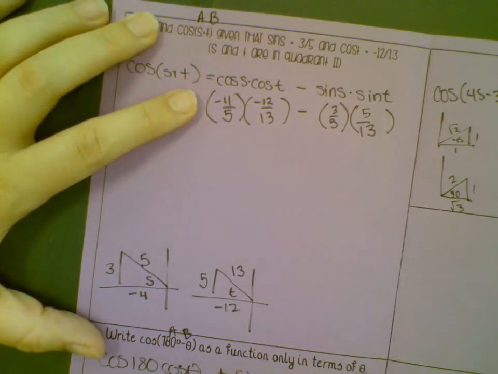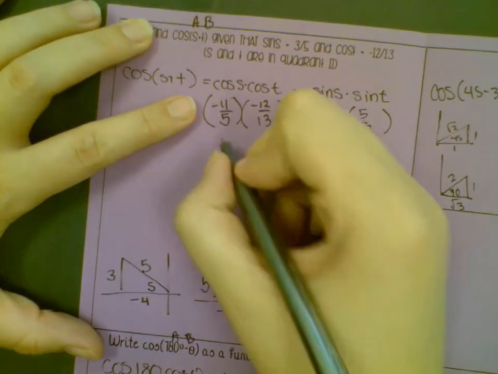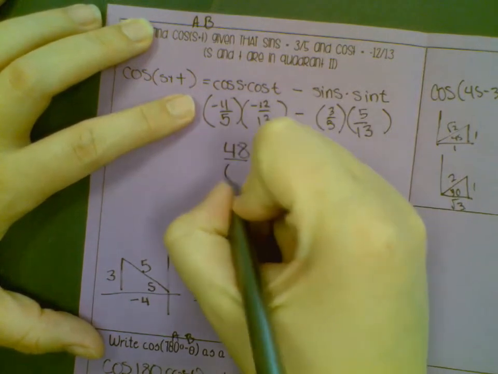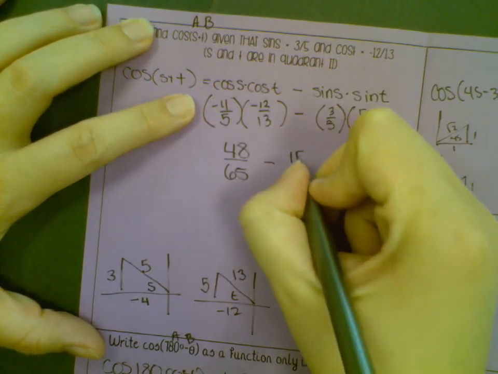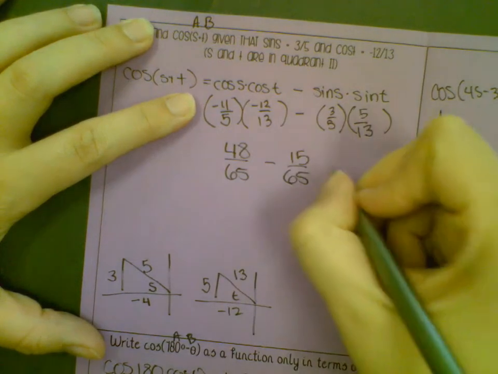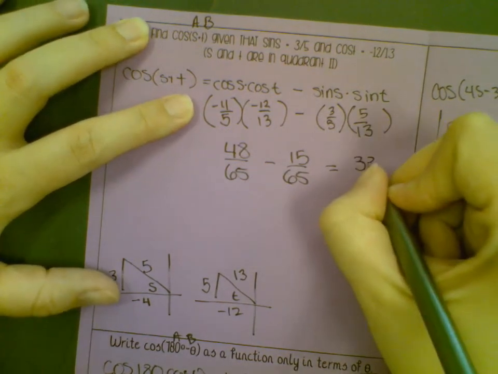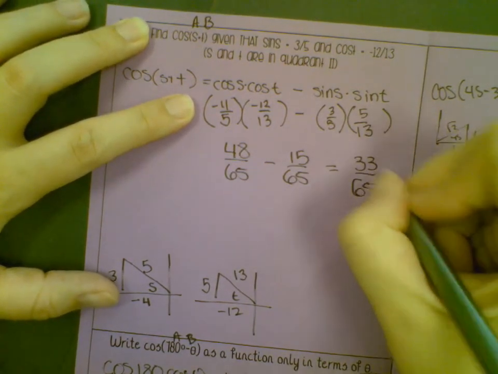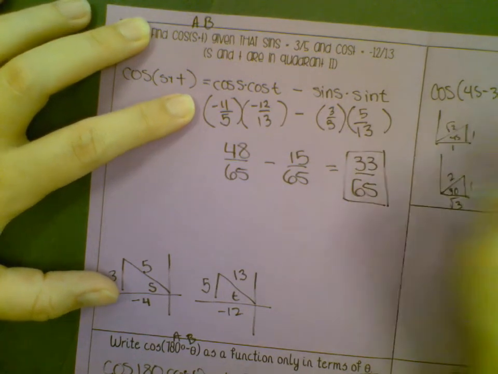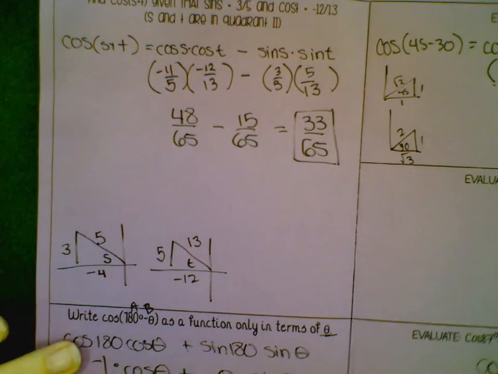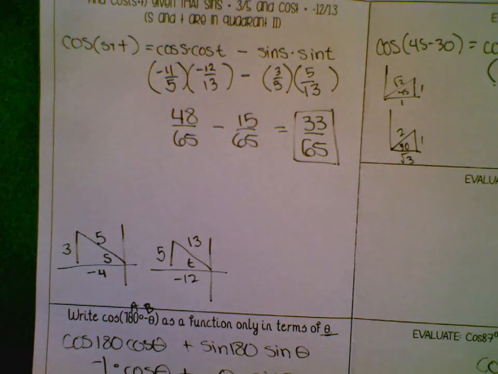So from there, we just need order of operations and we're good. We get 48 over 65 minus 15 over 65. So our final answer is 33 over 65. And that's it. Okay, so make sure you write down any questions you have and we can talk about them in class tomorrow.